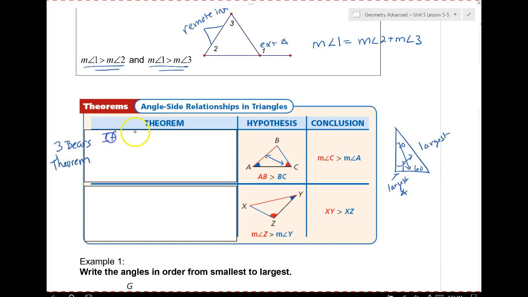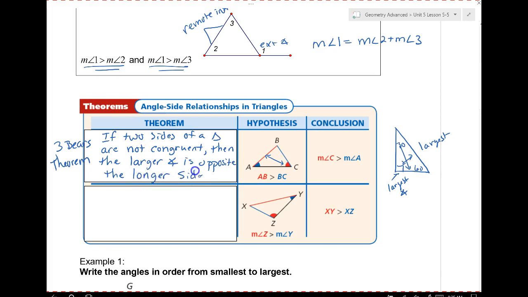Here we go. Are you guys ready? If 2 sides of a triangle, now here's a new one, are not congruent, then the larger angle is opposite the longer side. So here's the deal. We know this one is the bigger side. This one is the smaller side. So which angle has to be bigger? Angle C. So the measure of angle C is going to be greater than the measure of angle A.